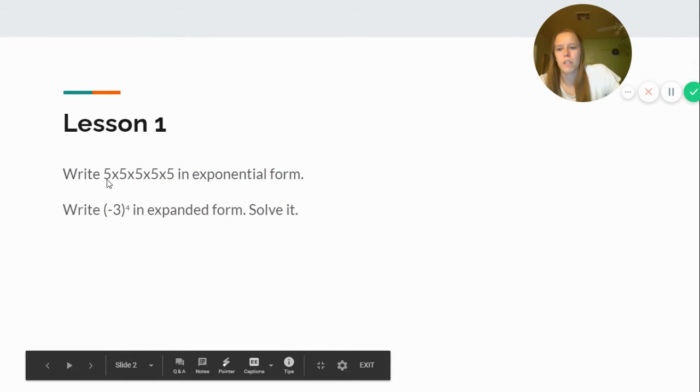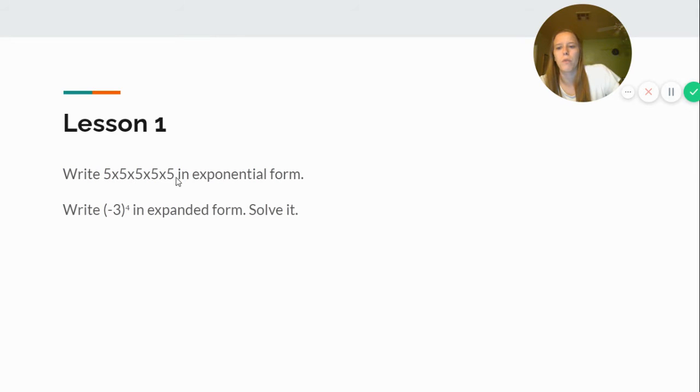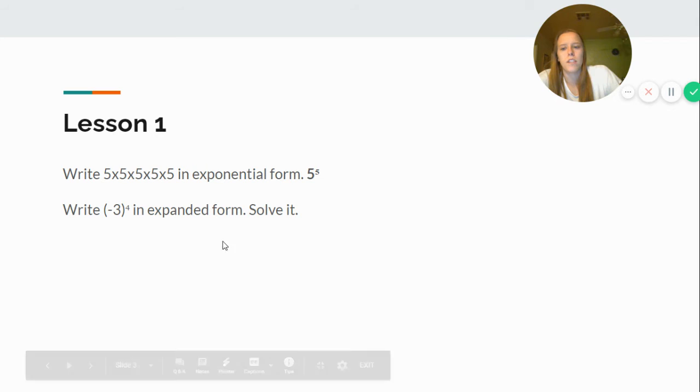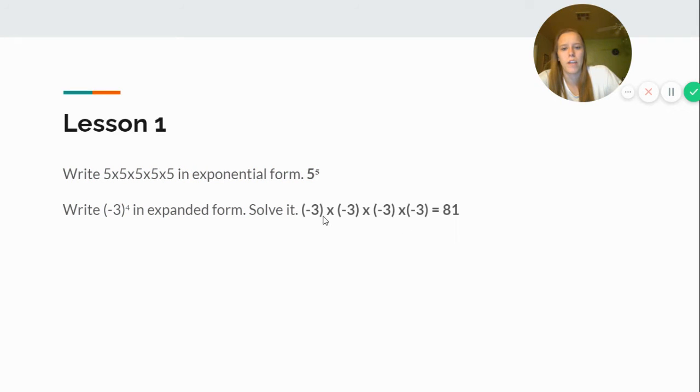Okay, so our base number is going to be 5. We have 1, 2, 3, 4, 5 5s. So 5 to the 5th power. We have a -3, but since it's even, we know that the answer is going to be positive. So we write out -3 times -3 times -3 times -3, which equals 81.